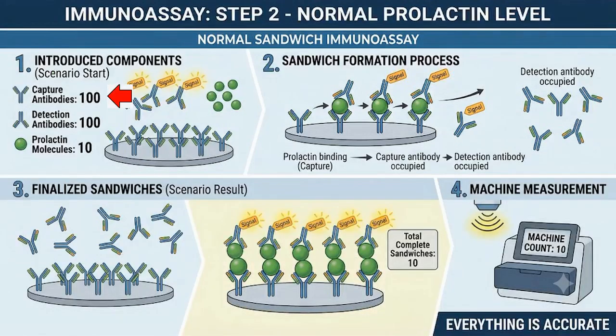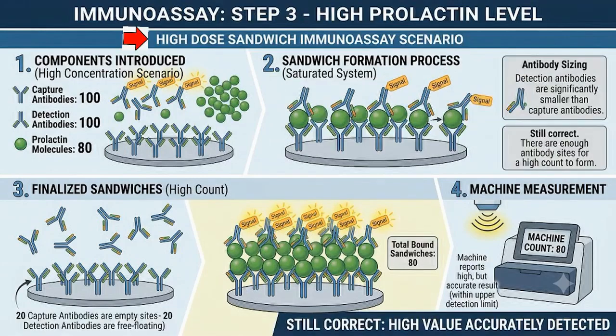Step 2. Normal prolactin level. Suppose there are 100 capture antibodies, 100 detection antibodies, 10 prolactin molecules. Each prolactin molecule can easily bind both antibodies. Capture, prolactin, detection. 10 sandwiches are formed. The machine counts 10 sandwiches. Everything is accurate.